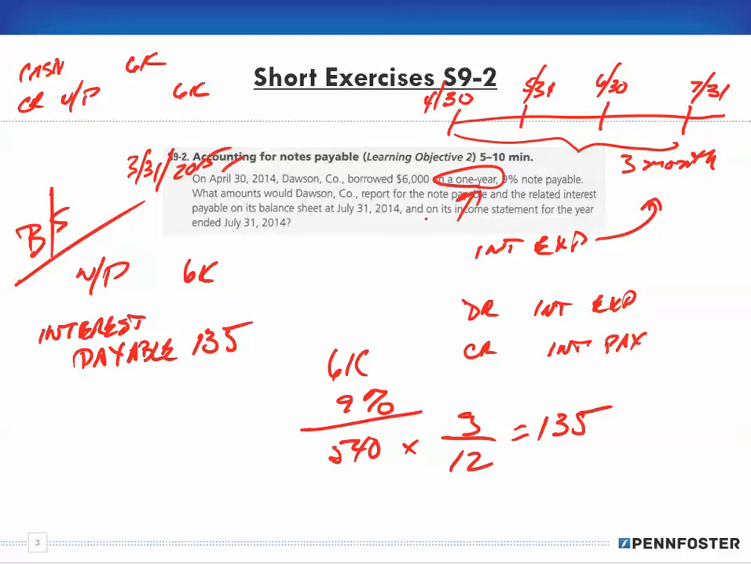It also says, and on its income statement for the year end. The interest payable is that 135, and on the income statement, because of this entry, it's going to be a debit to interest expense for 135 and a credit to interest payable for 135. So on the income statement, we're going to show the 135 there also. That's it for this particular exercise. If you don't understand something, watch the video again, and if you still don't get it, feel free to contact an instructor.